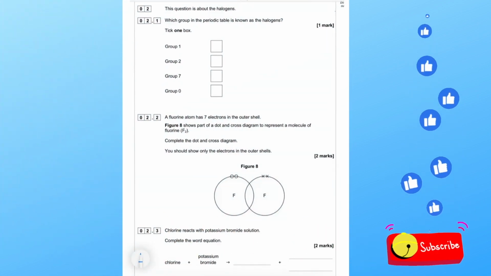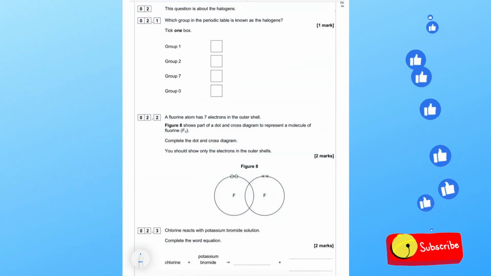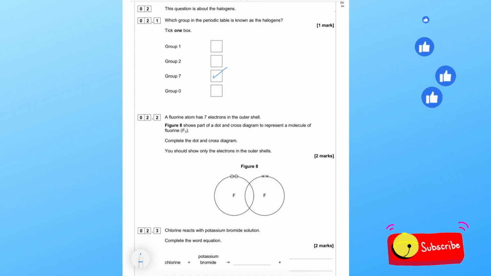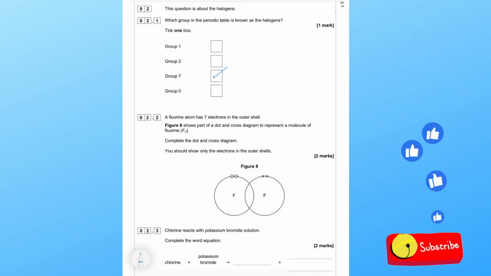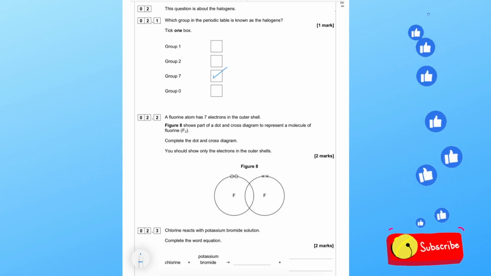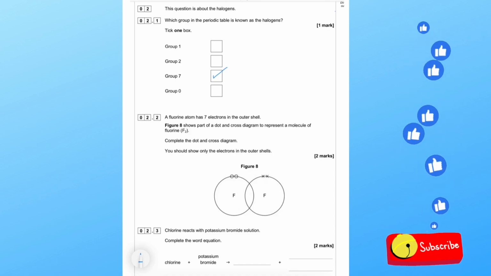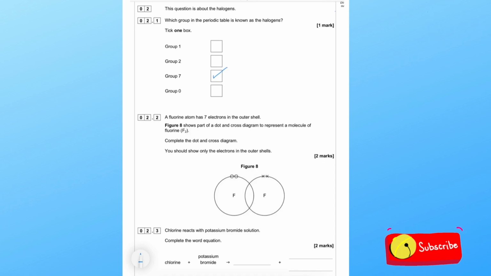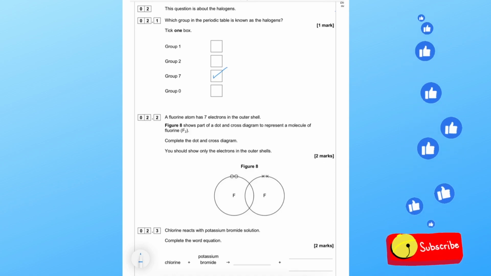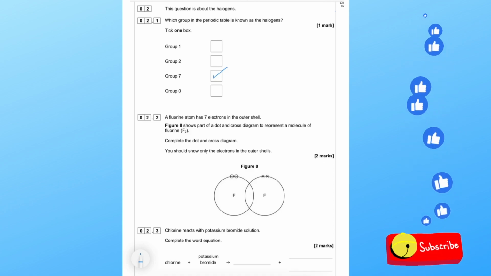This question is about the halogens. Which group in the periodic table is known as the halogens? And that would be group 7. Group 1 is the alkali metals, group 2 is the alkaline earth metals, and group 0 is the noble gases. A fluorine atom has 7 electrons in the outer shell. Figure 8 shows part of the dot and cross diagram to represent a molecule of fluorine. Complete the dot and cross diagram.